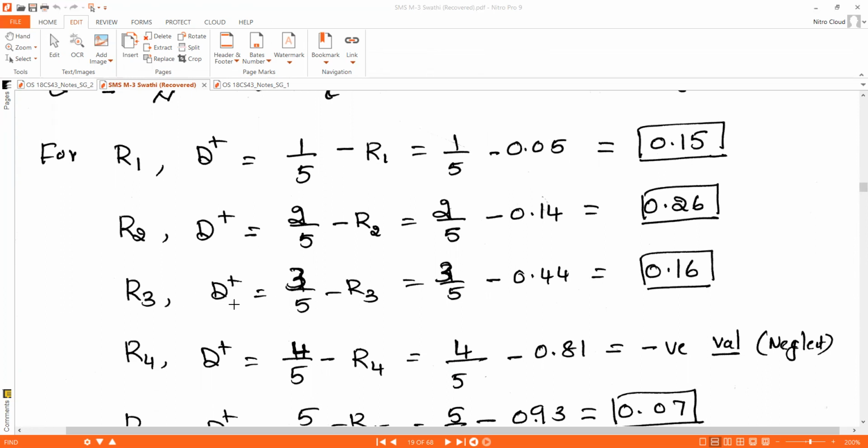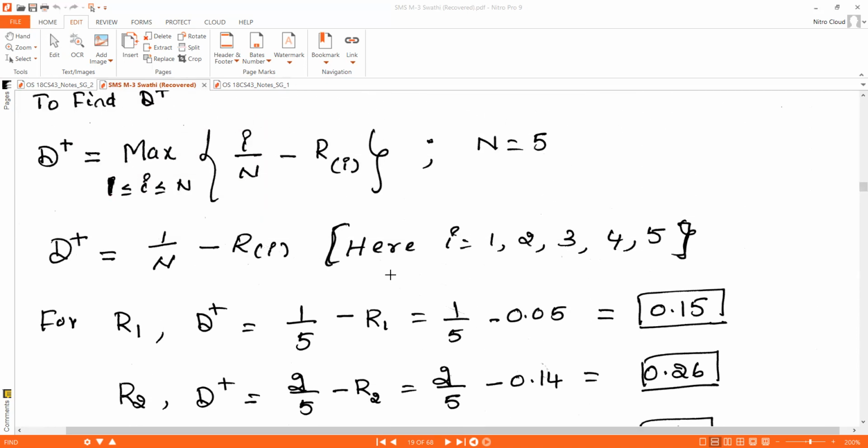Next, when i equal to 3, we need to find the D plus value. What is the D plus formula? That is i by N minus Ri. So wherever i is there, we substitute 3. When i equal to 3, the D plus formula will be 3 by 5 minus R3. That is 3 by 5 minus, what is the R3 value?